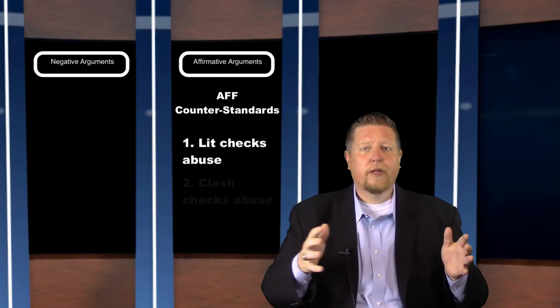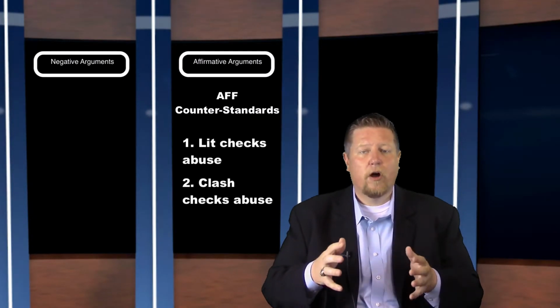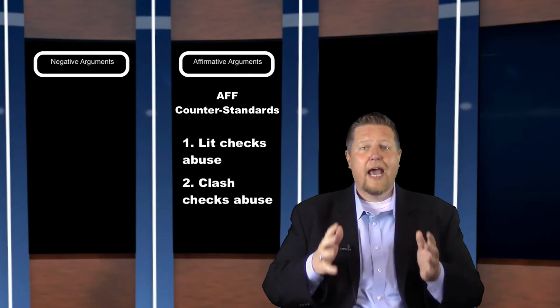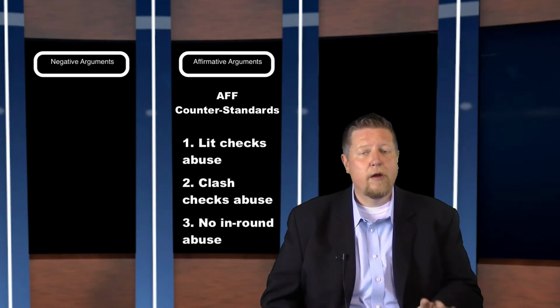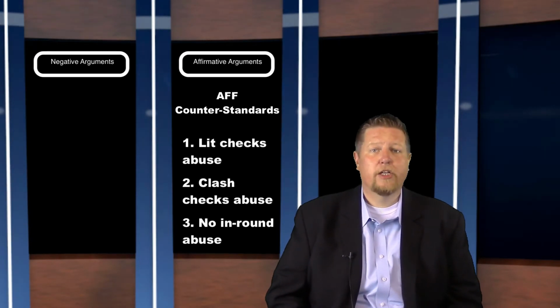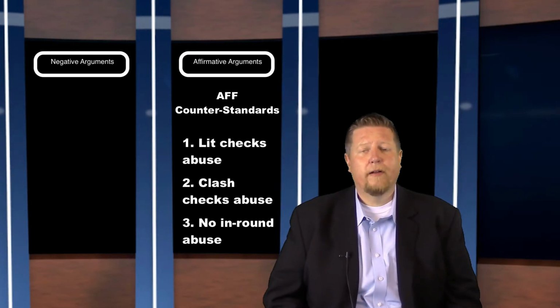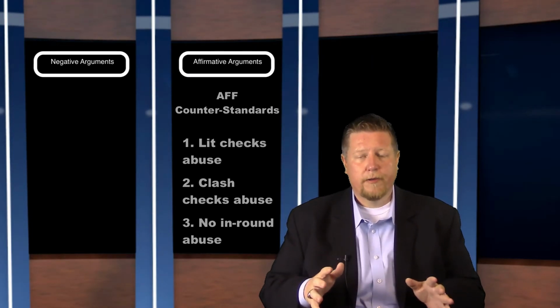The same is true for clash checks abuse, which argues that since the negative team made several substantive arguments in their 1NC, then there is adequate ground for both teams. The third argument is to say that there is no in-round abuse, which means that the negative team has not demonstrated how the affirmative plan is so abusive that it somehow unfairly disadvantages them. So the judge should presume that it's a fair round.